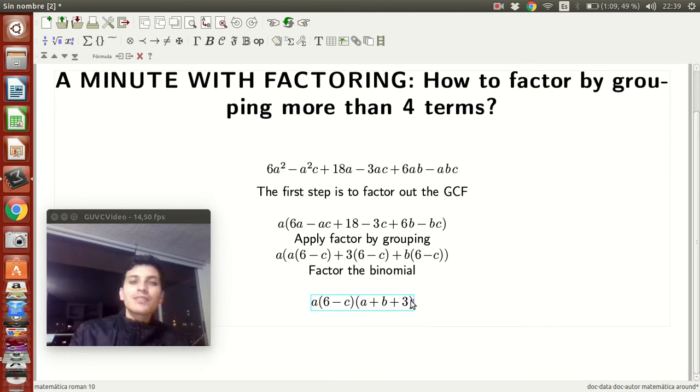And as you can notice, factor by grouping is not so difficult. We just have to take the groups appropriately. And we have nothing else to do. This is how you apply factor by grouping when you have more than 4 terms. And remember, don't get stressed. Just select groups, factor in the groups, and find the binomial.